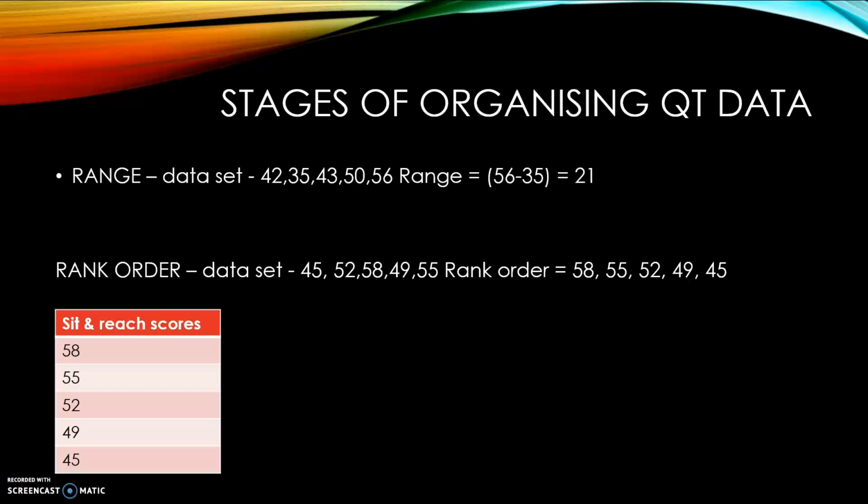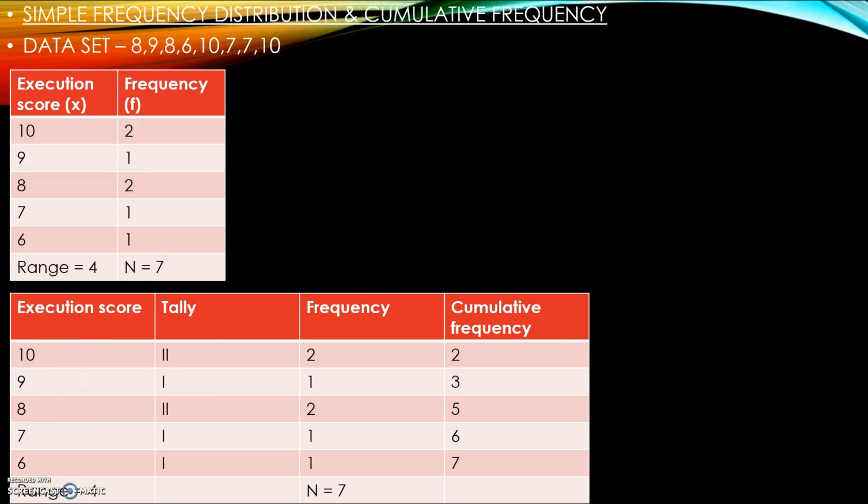Next is simple frequency distribution and cumulative frequency. Simple frequency distribution is used when n is larger than 20 and the range is less than 20. A frequency distribution table is used with 2 columns, one for raw data and another for the frequency. Cumulative frequency is then the total of the frequency added up as you go along. For example, the table I have used shows the execution scores given to young female British gymnasts during their routines.